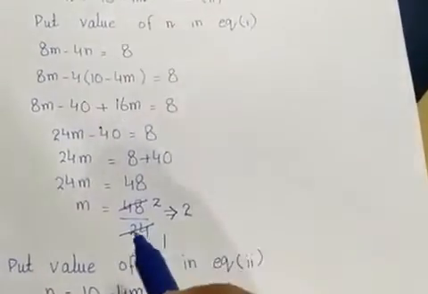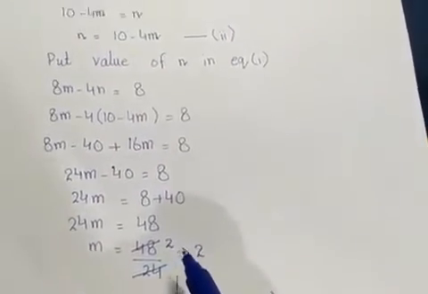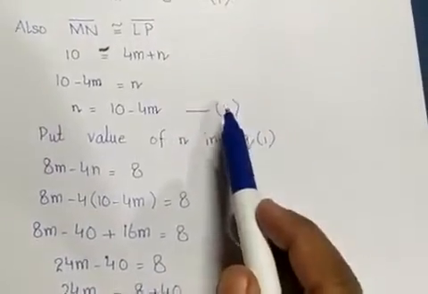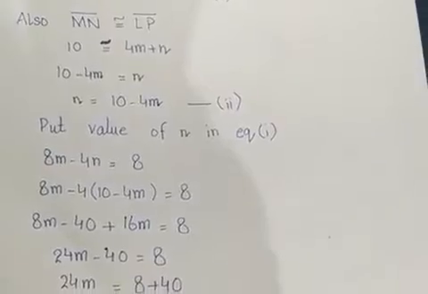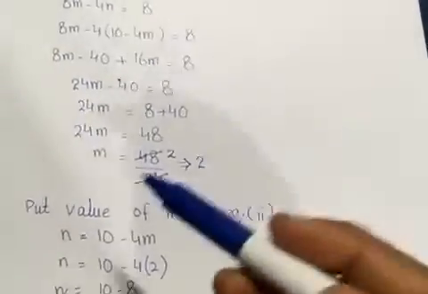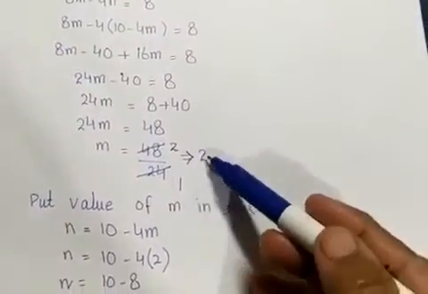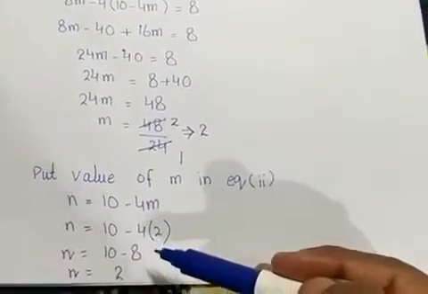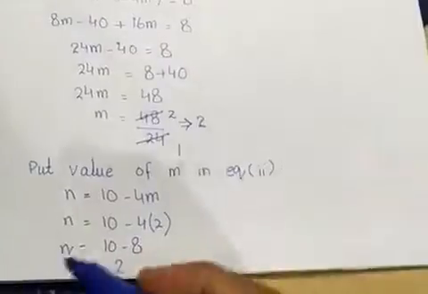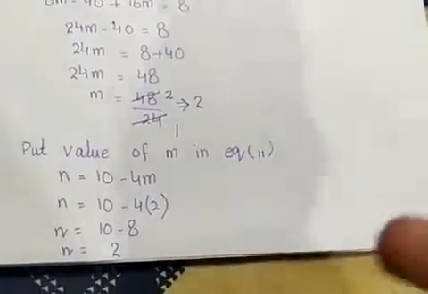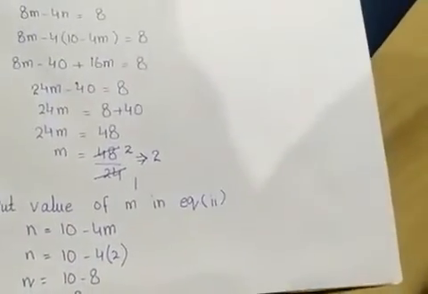Now put this value of m in equation number 2. Here you can see this is my equation number 2. n is equals to 10 minus 4m. I will write the equation again as you can see. Now put this value of m and solve. So the value of n will come out as 2. 10 minus 8 is equal to 2. Clear? I hope this question is also clear to you.